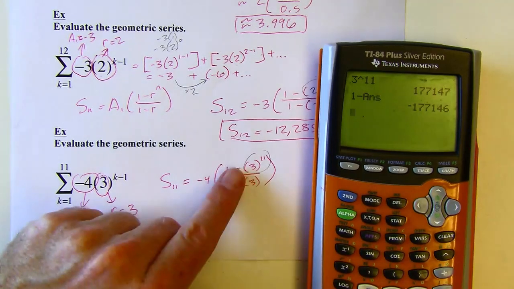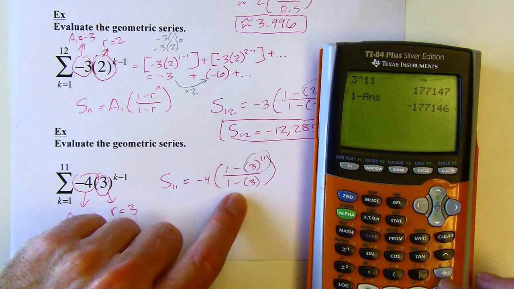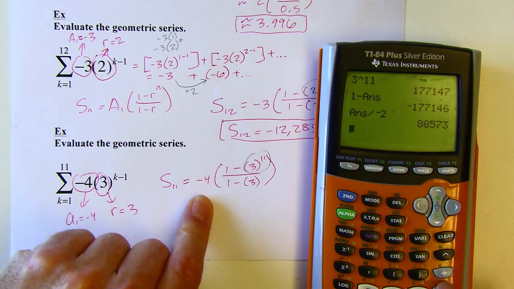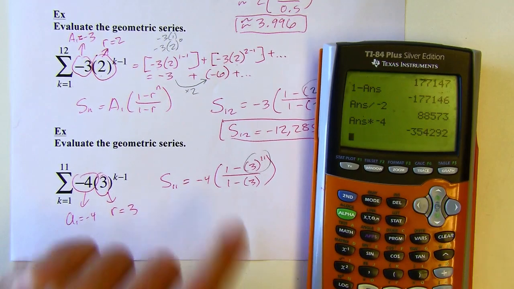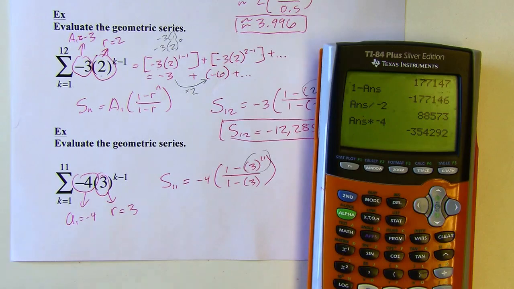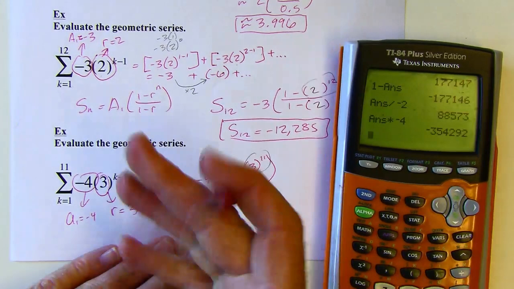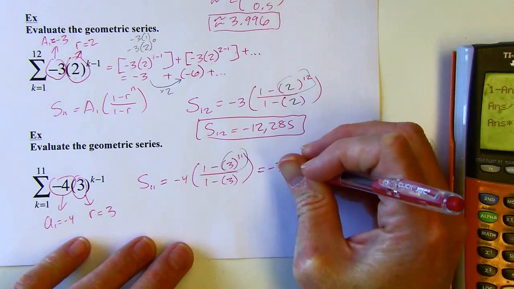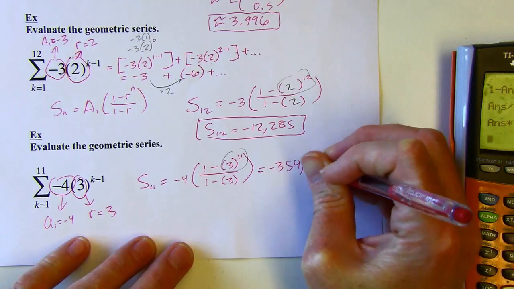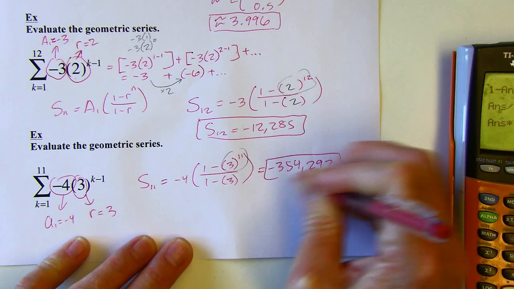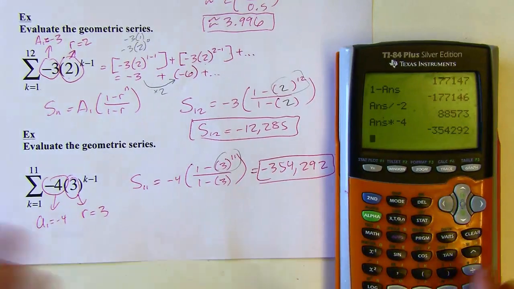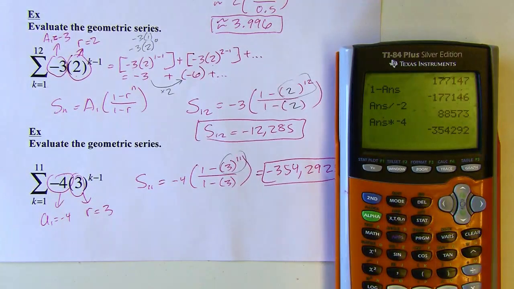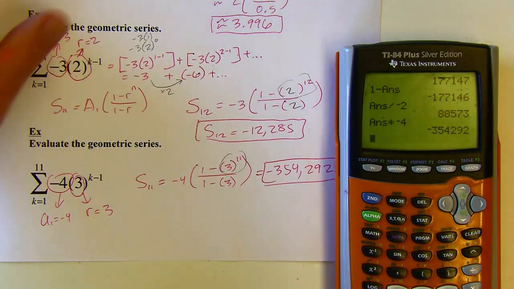So there's my numerator. I can see the denominator is going to be negative 2, so I'm going to divide by negative 2 and then multiply by negative 4. And that puts me at negative 354,292. Okay, and on to the next page.